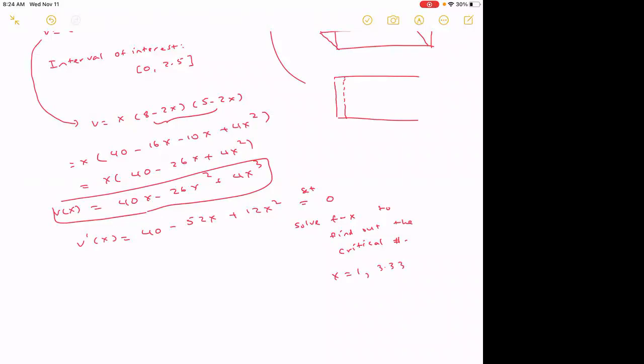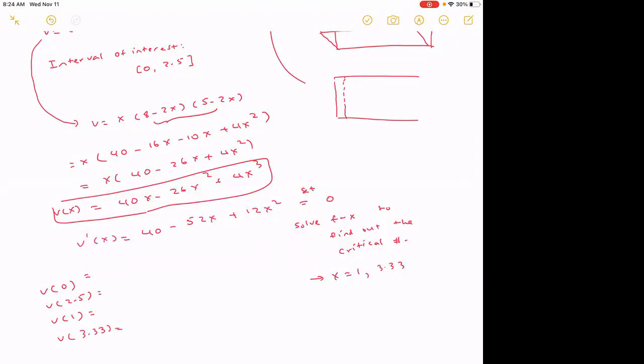Okay, so the question is, find the volume of the largest box that can be formed. So what do you do here? The largest volume can occur either at the endpoints or at the critical points. So find the volume at the endpoints, either at the endpoints or at the critical points.